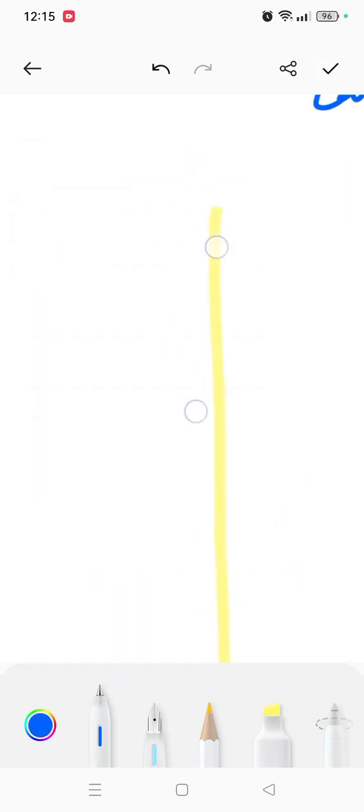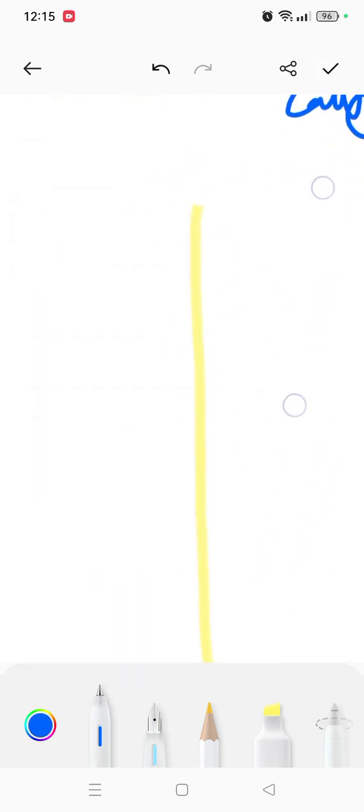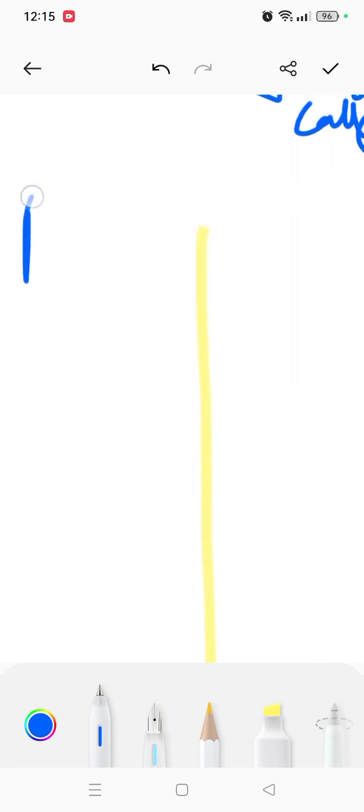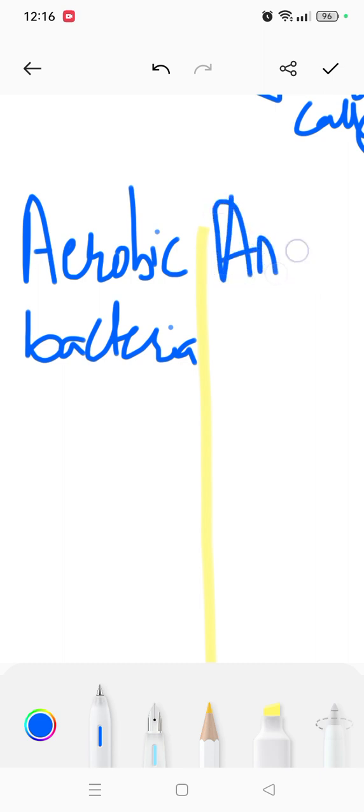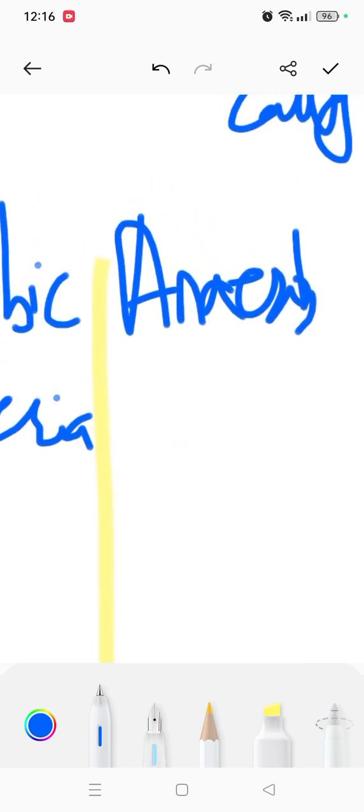Okay, so let's start with the first. First is aerobic bacteria. Of course, we are not going to see respiration only. It's the types of bacteria on the basis of respiration. So it's aerobic bacteria, and second is anaerobic bacteria.